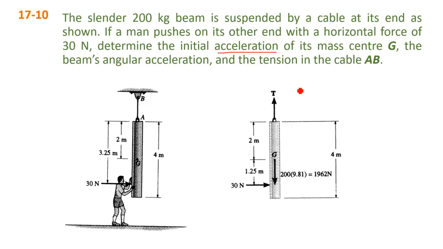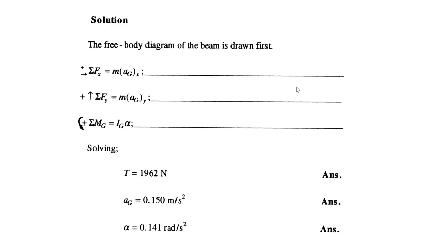We're going to do the kinetic diagram in the next step, and continue with the solution as normal. Once again, we're going to have three sets of equations. We take the moment around point G equal to Ig alpha, and we're going to solve for the tension, for Ag, and for alpha. The Ag, of course, should be the horizontal acceleration.